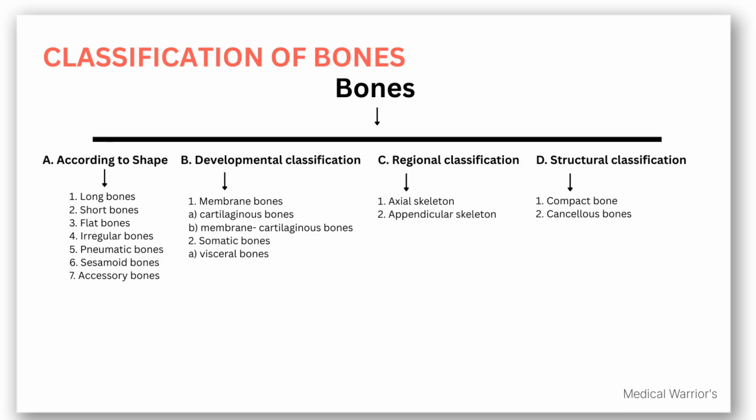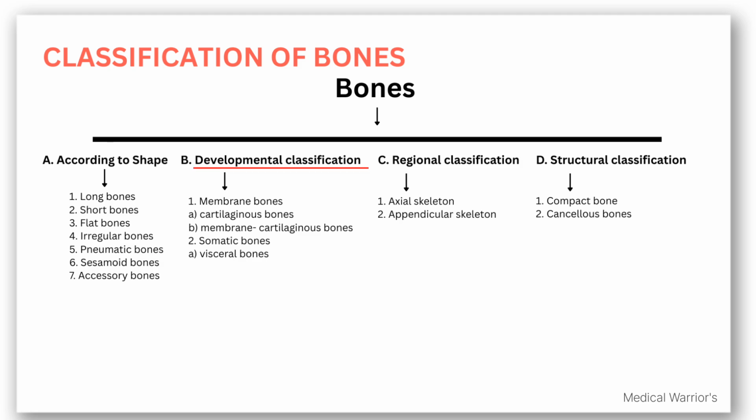Here we are going to deal with classification of bones. Bones are divided into 4 classes: according to the shape, developmental classification, regional classification and structural classification. According to the shape, it falls into 7 types. First one, long bone, short bone, flat bone, irregular bones, pneumatic bones, sesamoid bones, accessory bones.